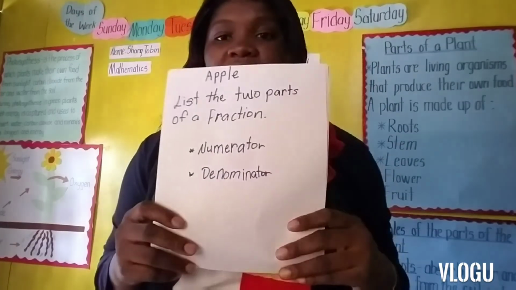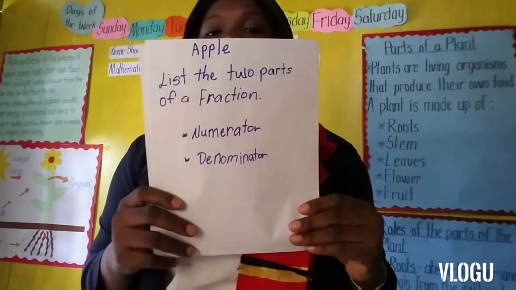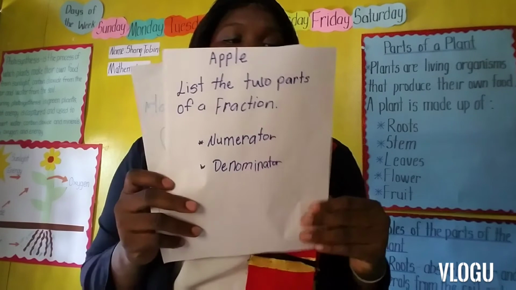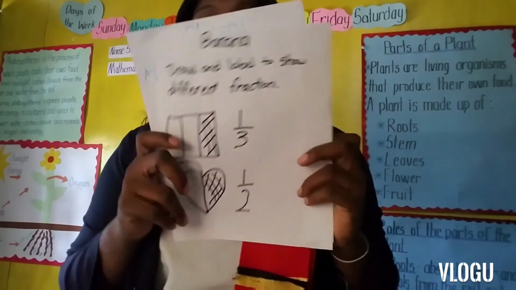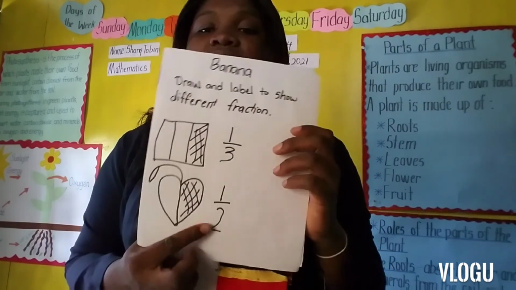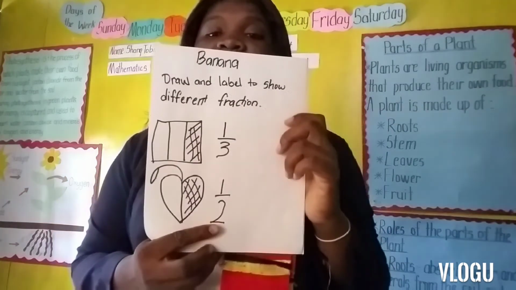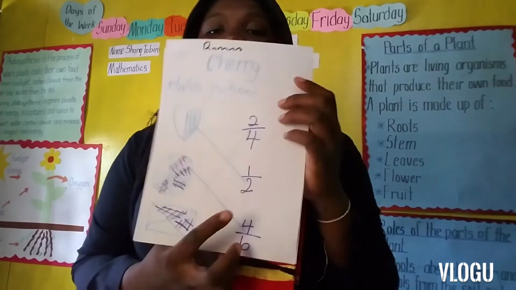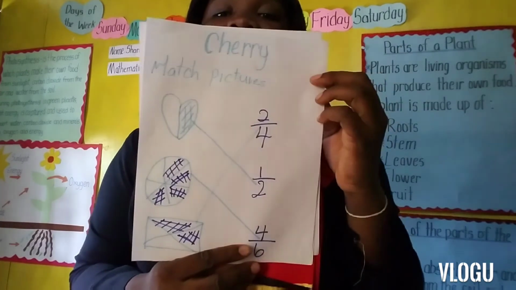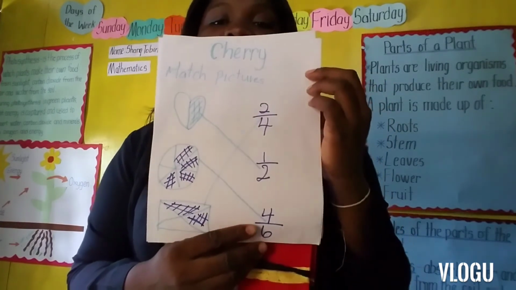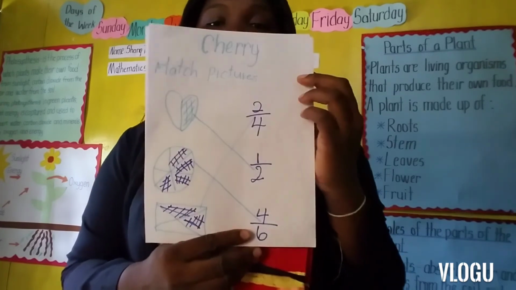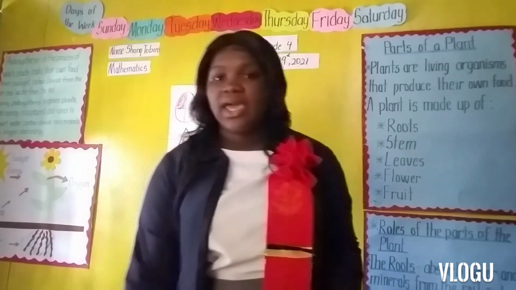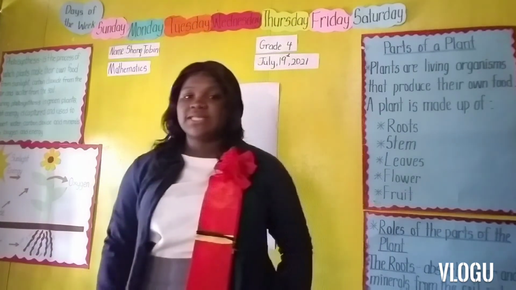Okay. Group A has completed their task by listing the 2 parts of a fraction. Group B have also completed their task by drawing and labeling the fraction. And Group C have completed their task as well by matching the pictures to their respective fractions, okay? And this has brought us to the end of today's math session.